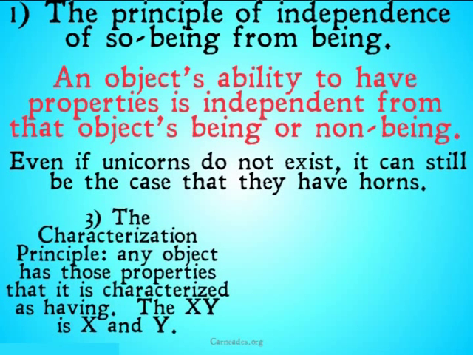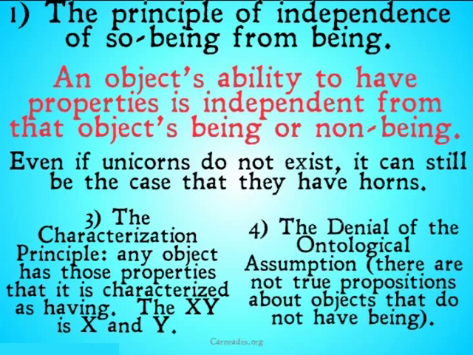He's going to support this with two principles. The characterization principle: any object has those properties that it is characterized as having. The xy is x and y. And a denial of the ontological assumption. The ontological assumption is that there are no true propositions about objects that do not have being. Meinong is going to deny that. Basically, he's going to say that we can make true statements about things that have non-being, or don't have being.